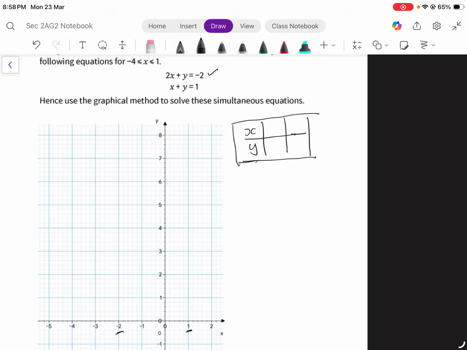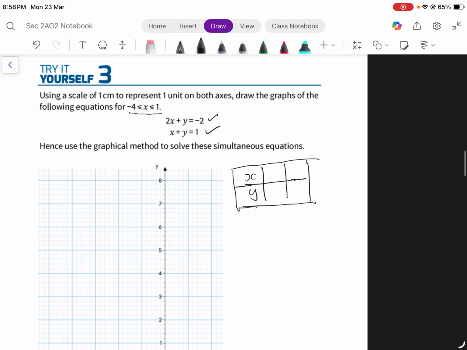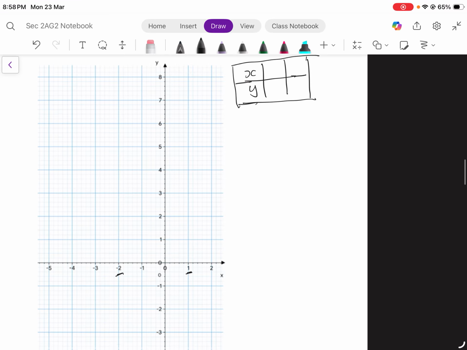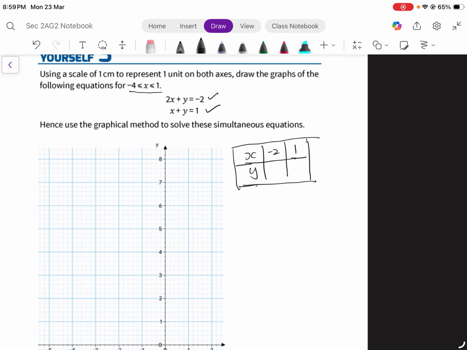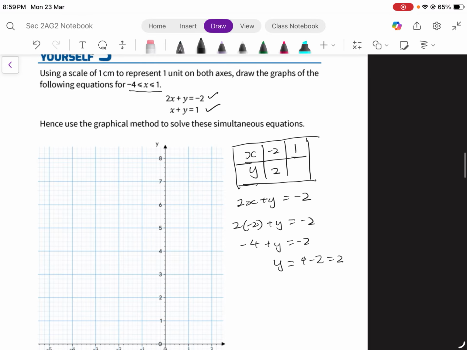Since we have 2 equations here, because it's a simultaneous equation, we need to plot 2 graphs. Since our range is from minus 4 to 1, I chose to plot 1 and minus 2. So my x will be minus 2 and 1. So what are the values of y? Let's take the first equation, 2x plus y equals minus 2. If x is minus 2, 2 bracket minus 2 plus y equals minus 2, I will get minus 4 plus y equals minus 2. Bring over, y becomes 4 minus 2 equals 2. y is 2.